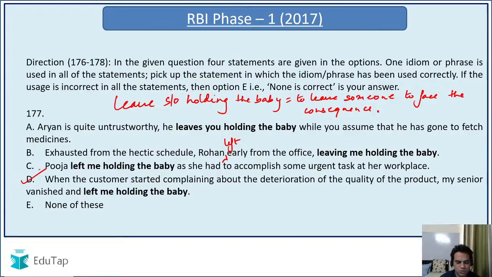So Aryan is quite untrustworthy. He leaves you holding the baby while you assume he has gone to fetch medicines. No. Exhausted from the hectic schedule, Rohan left early from the office, leaving me holding the baby. That means leaving me with the work. But Pooja left me holding the baby as she had to accomplish some urgent task. No. But when the customer started complaining about the deterioration of the quality of the product, my senior vanished and left me holding the baby. That my senior left, and I was the one who had to face the consequences. So it should be D.